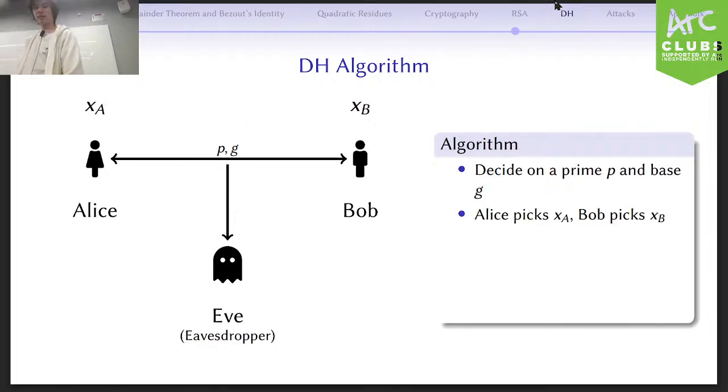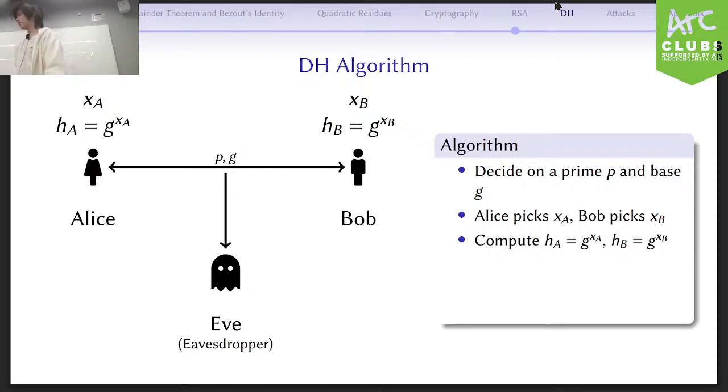So Alice picks her number, XA, and Bob picks his number, XB. So these are their secret numbers. They're never going to be sent across this communication channel. They're going to keep it to themselves.